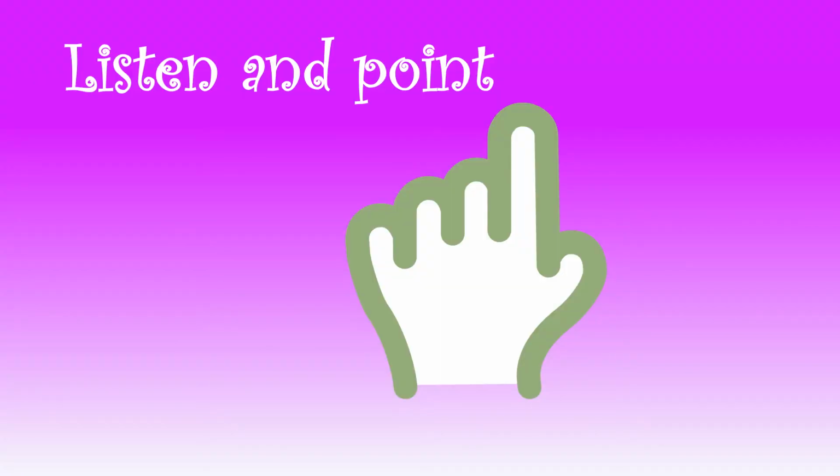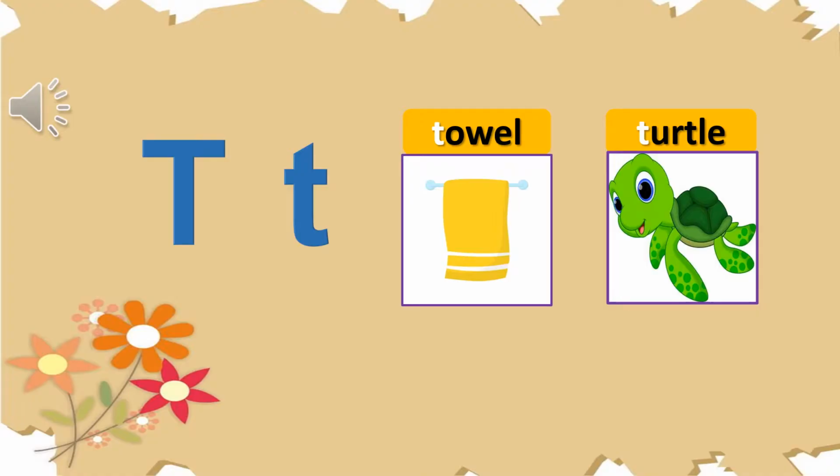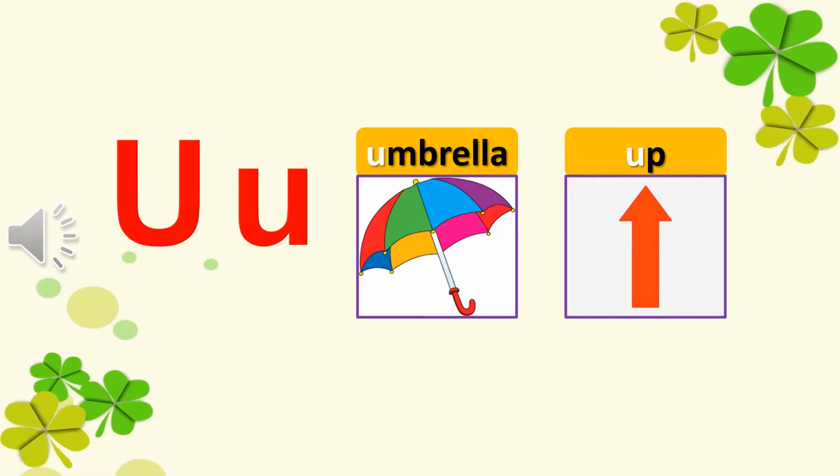You listen and point. Listening 45. Listen and point. Letter T. T. Towel. T. Turtle. Letter U. Umbrella. Up.